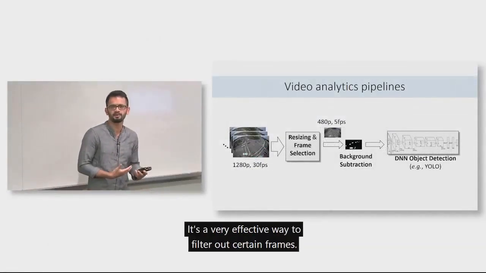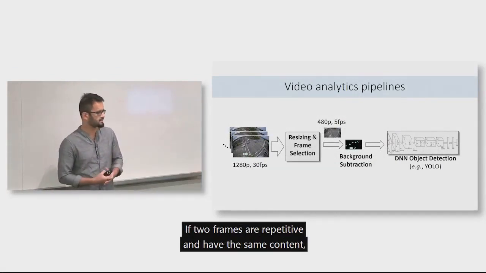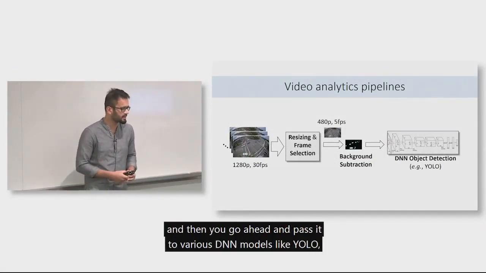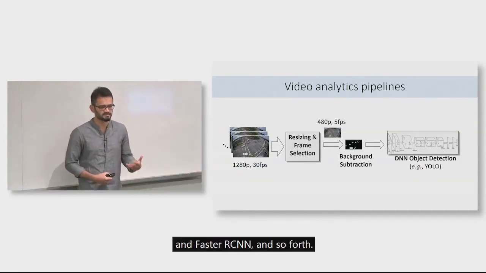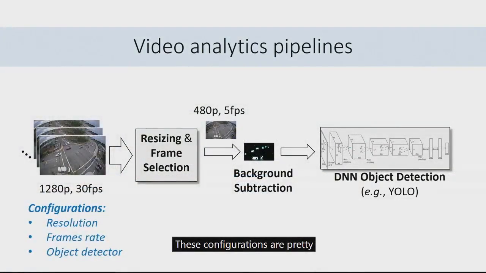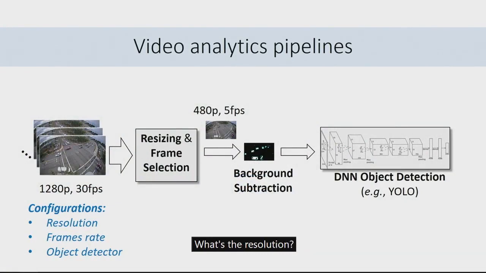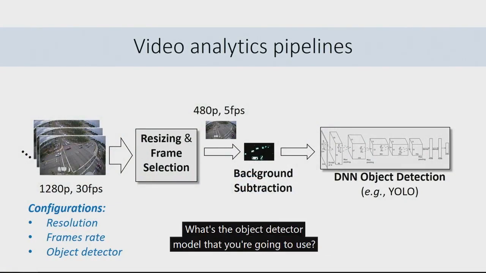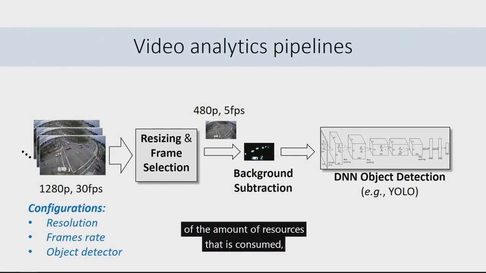It's a very effective way to filter out certain frames if two frames are repetitive and have the same content. And then you go ahead and pass it to various DNN models like YOLO and FasterRCNN and so forth. And these configurations are pretty important, like the various choices that you make here. What's the resolution? What's the frame rate that you go to? What's the object detector model that you're going to use?